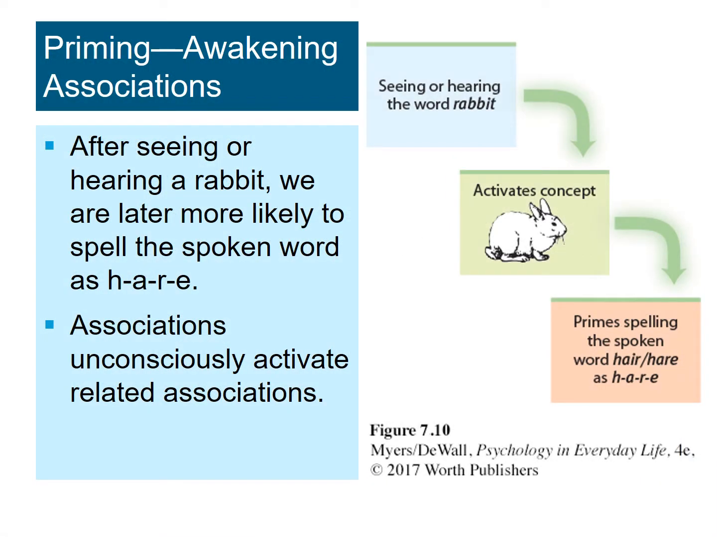So priming and awakening associations. After seeing or hearing a rabbit, we are later more likely to spell a word when we're saying spell the word hare. Well, if you see a rabbit, which is also referred to as a hare, you're more likely to spell the word H-A-R-E. Associations unconsciously activate with related associations.